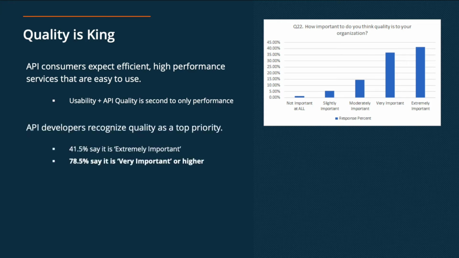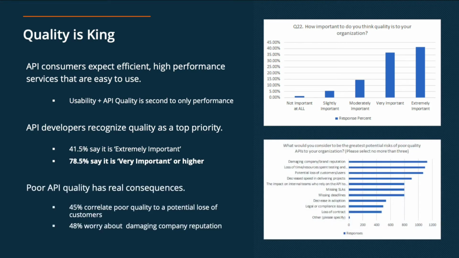On the other side of the equation, API developers recognize these expectations from consumers, and 42% say that quality is extremely important. And basically 80% of folks say that quality is important or extremely important to their organization. So consumers and providers are on the same page. If a provider is offering a poor quality API, it translates to lost customers and can actually result in damage to their organization's reputation, which you can see in that chart on the bottom right there.